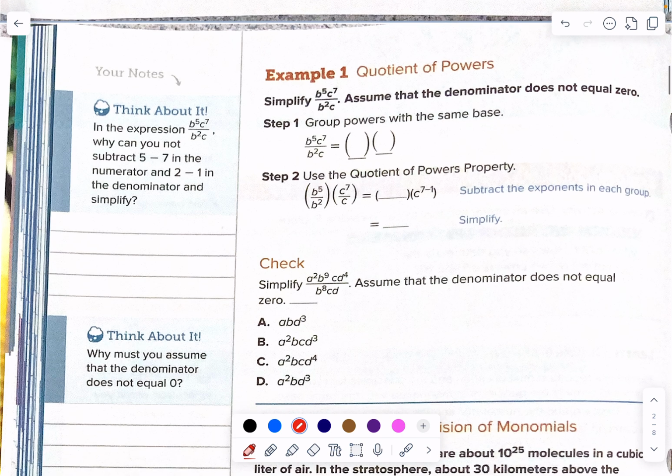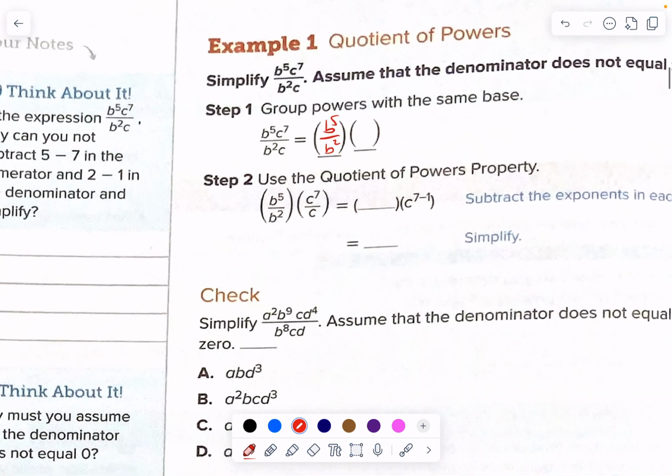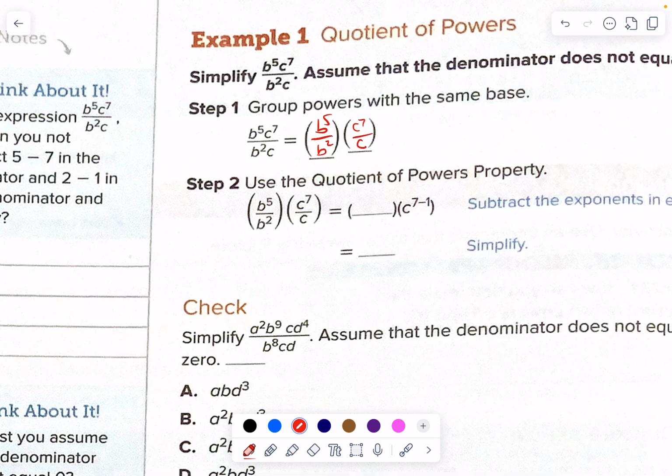Example 1. We're going to simplify. Notice on this example we have B's and C's, and the process of being able to simplify this is to break it down. So we're going to start with the B's. So we have B to the 5th over B to the 2nd, and then we have C to the 7th over C. Remember, it has to have the same base, so that's why we're separating these. So we're going to take B to the 5th minus 2, and C to the 7th minus 1. So we get B to the 3rd times C to the 6th. So again, that's subtraction when it comes to dividing.